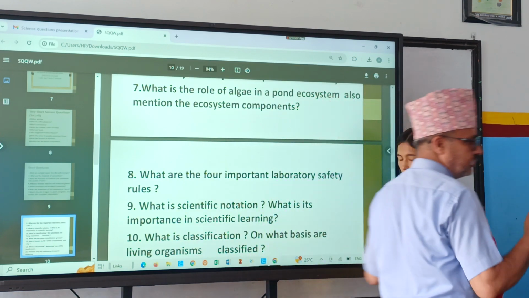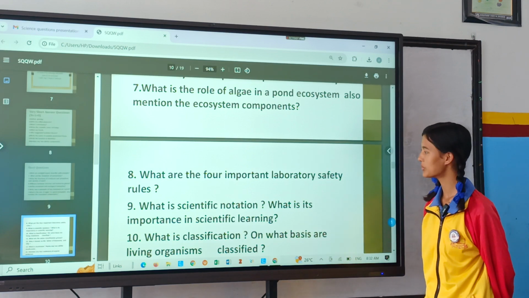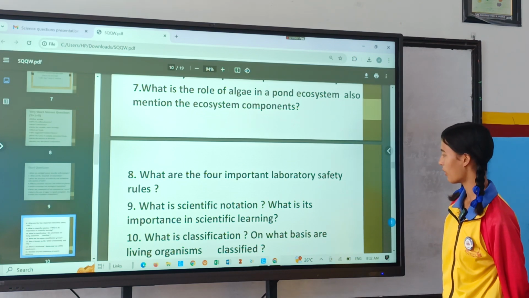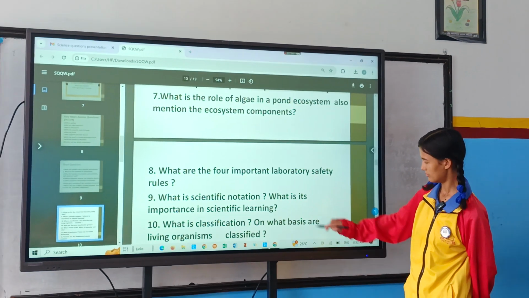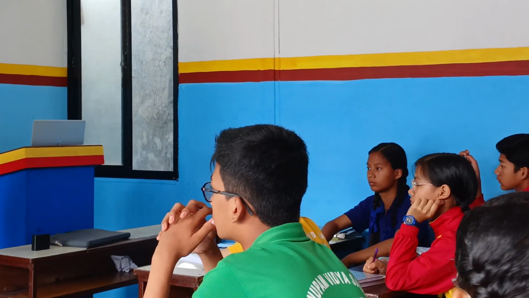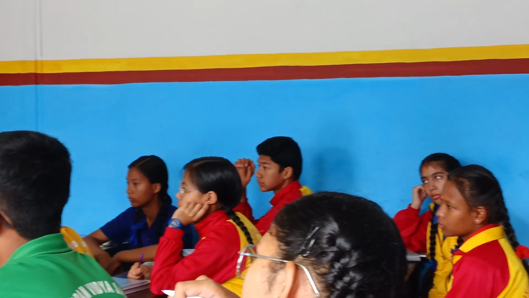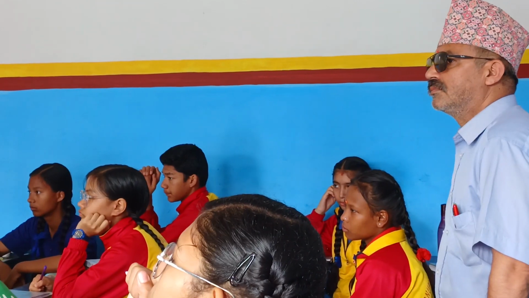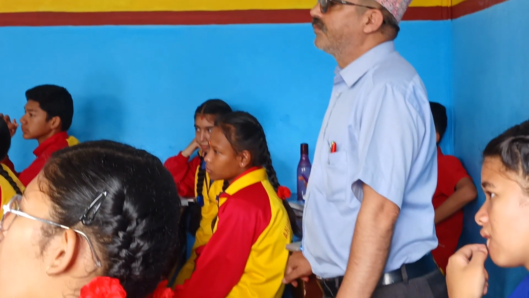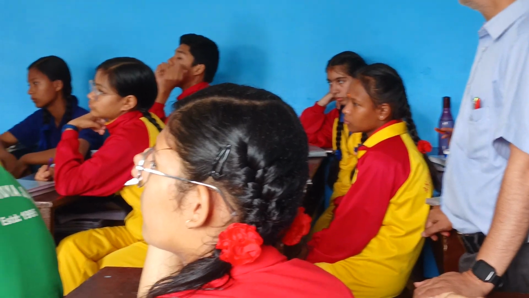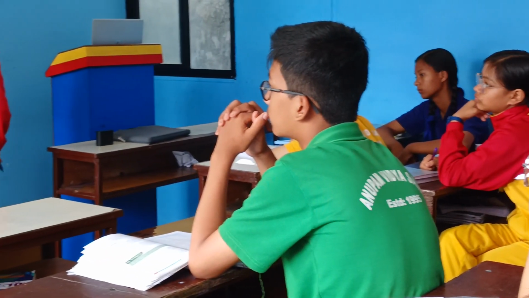Both hands. Question number 8. What are the four important laboratory safety rules? Question number 9. What is the scientific notation? Also write what is its importance in scientific learning. Question number 10. What is the classification? Also on what basis are living organisms classified? Question number 11. What are the 7 classification groups? Question number 12. Who is known as the father of taxonomy and why? Question number 13. What is mushroom? Name any two edible mushroom. Question number 14. Mention any 4 evidence of organic evolution.